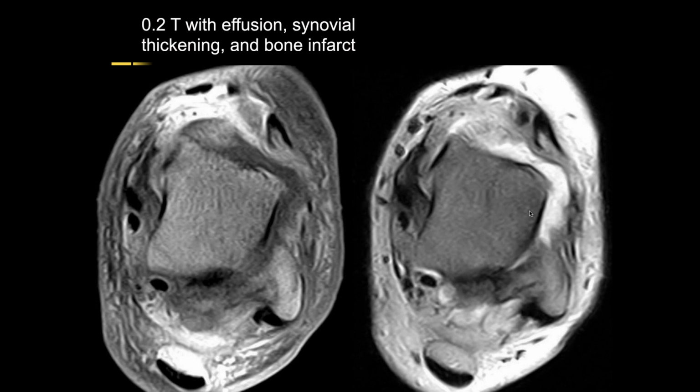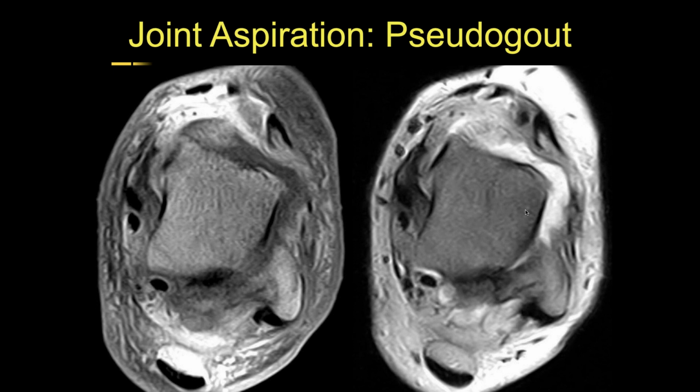Okay. So this is synovial thickening. I think they may need to aspirate it to see if it's infected. I don't see any definite signs of infection. Okay, pseudogout. So they aspirated, and this was pseudogout, right? So what's pseudogout?